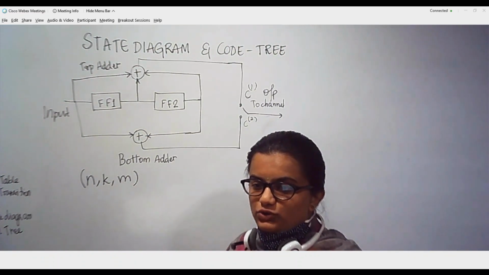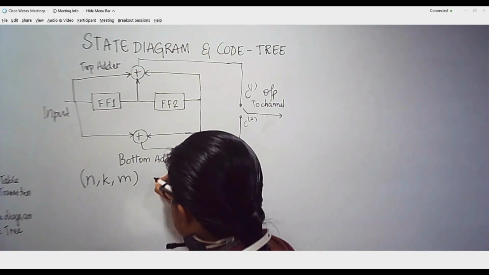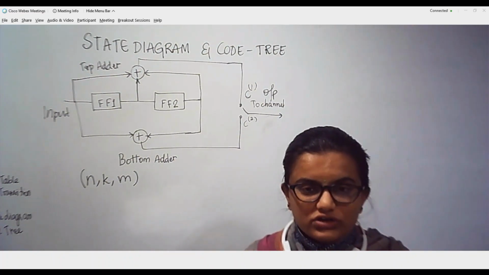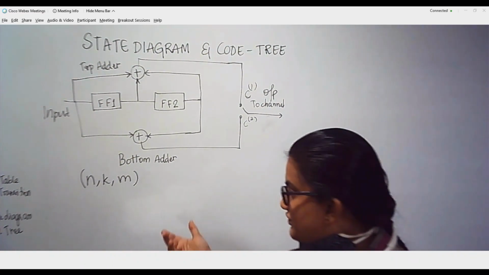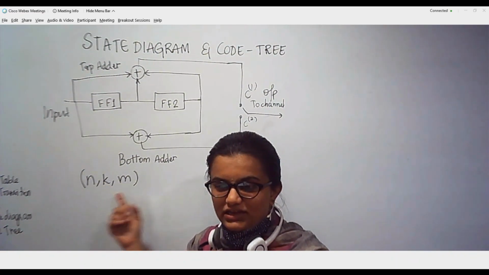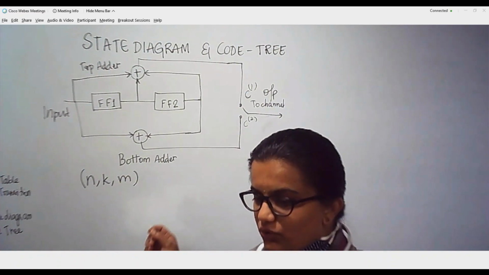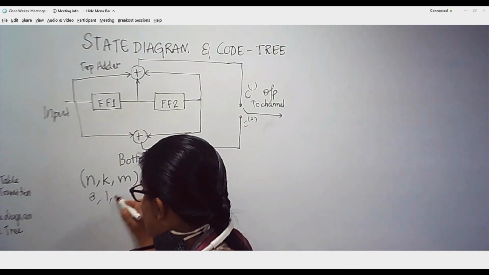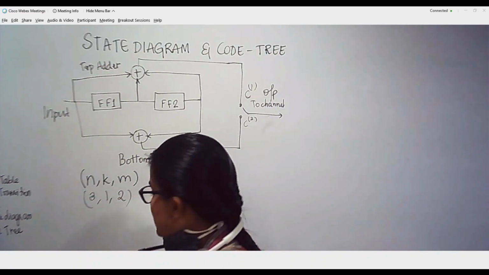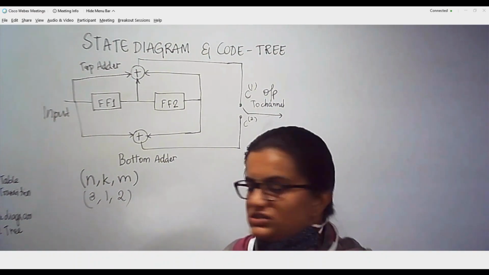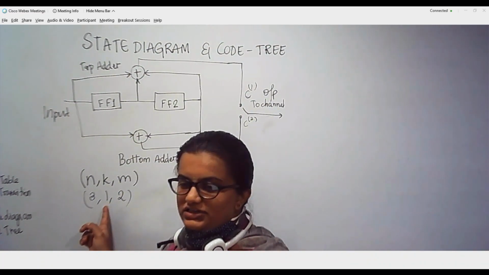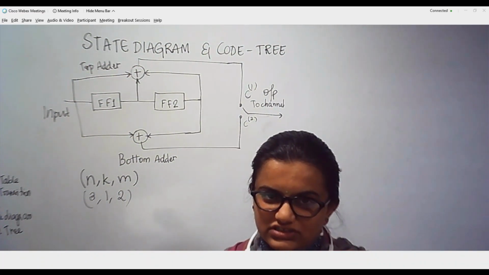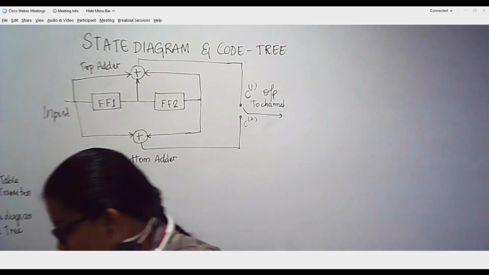In this case we have a parameter called the code efficiency or the rate efficiency, which is given by k by n. For example, if k is equal to 1, n is equal to 3 and m is equal to 2, then for every 1 bit entering the shift register, a 3-bit output is generated, which is the convolution encoded output.